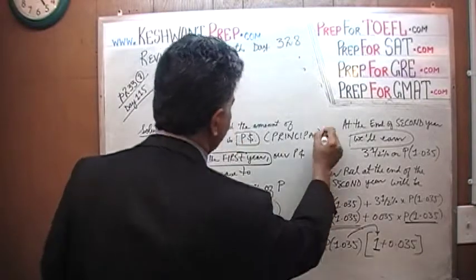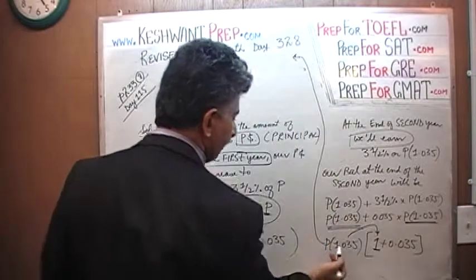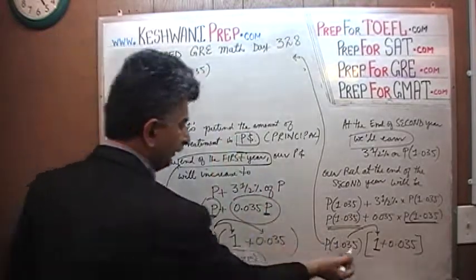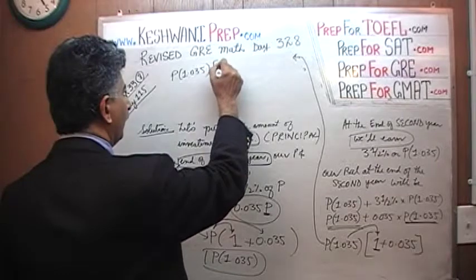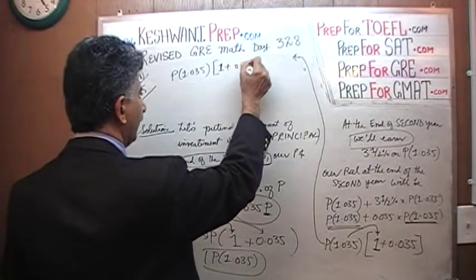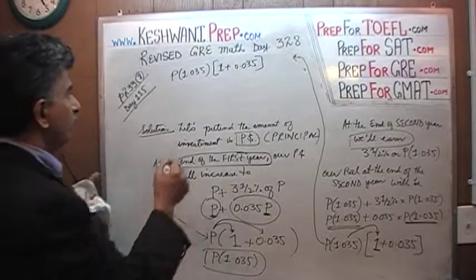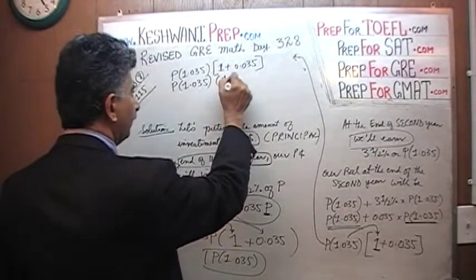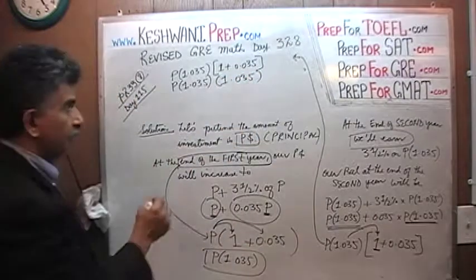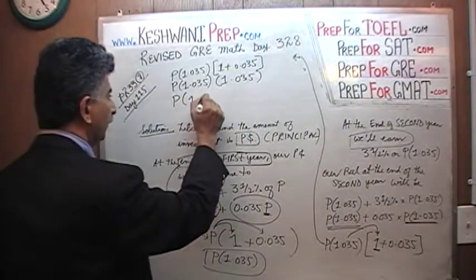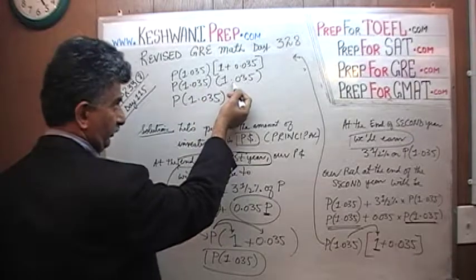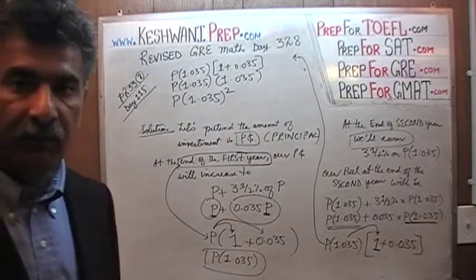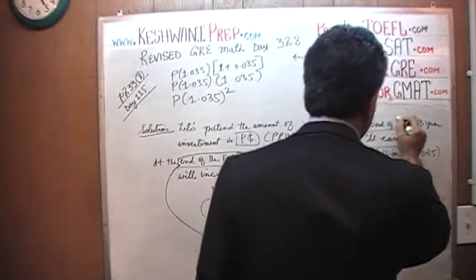So this part we'll pick up from here. P times 1.035 times (1 plus 0.035) is what we have, which of course can be written as 1.035 times 1.035, which is just 1.035 squared. This is the amount we will have at the end of the second year.